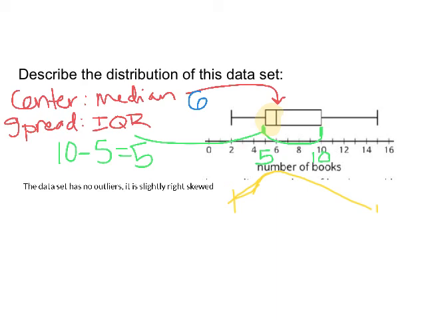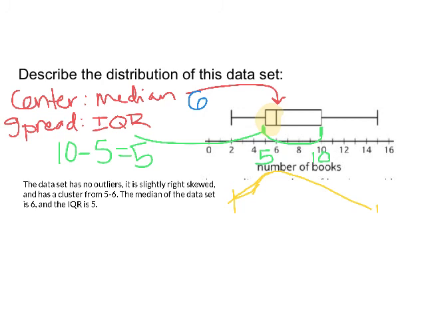So I'm going to say it's slightly right skewed, and I'm going to call it a cluster from 5 to 6. It's hard to tell if it's a cluster or not from a box plot. It might actually just be a peak. Hard to tell. And then, of course, I want to include my center and my spread here. So I'm going to say the median of the data set is 6, and the IQR is 5.